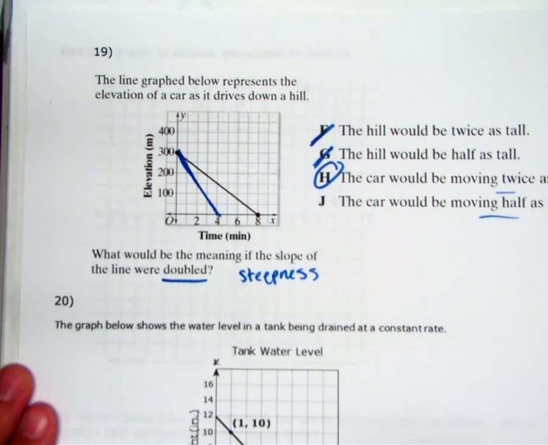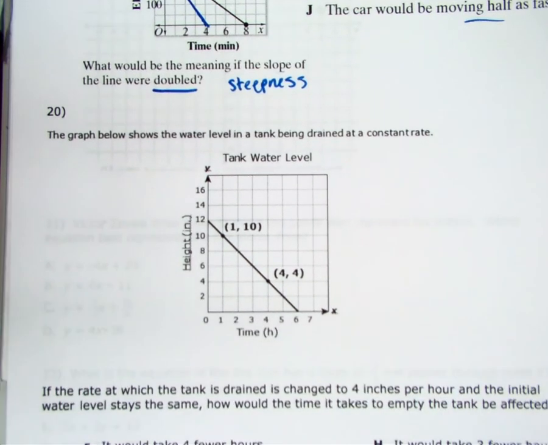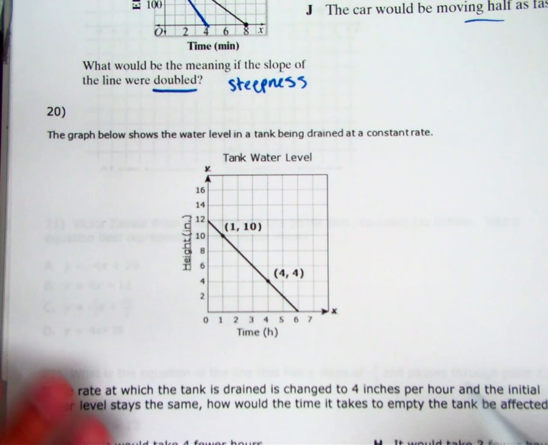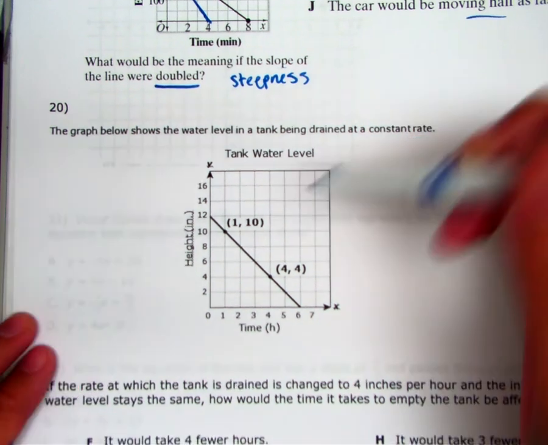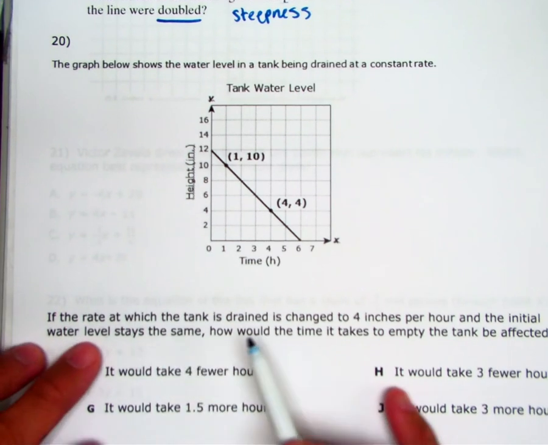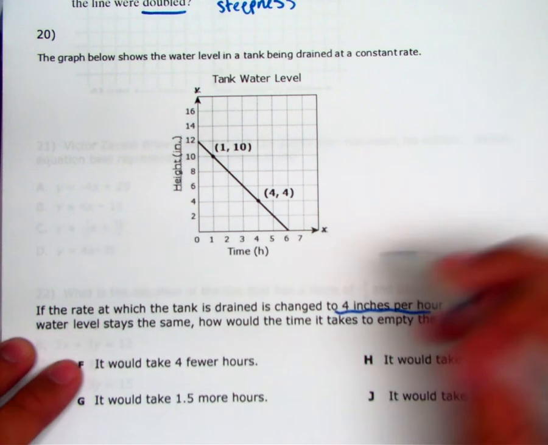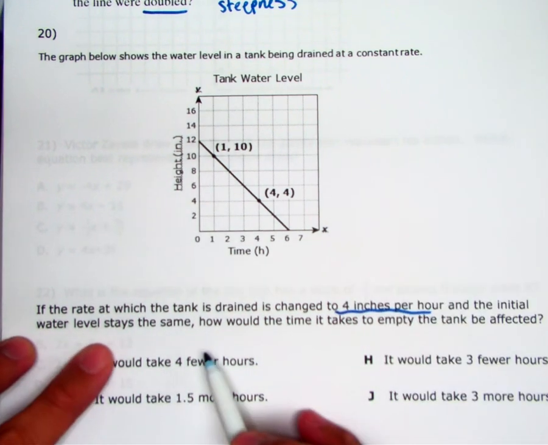Number 20. On number 20, we have a graph. The graph below shows the water level in a tank being drained at a constant rate. If the rate at which the tank is drained is changed to 4 inches per hour and the initial water level remains the same, how would the time it takes to empty the tank be affected?